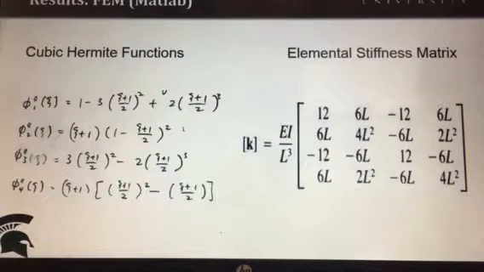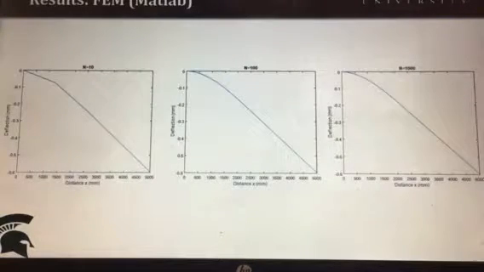Cubic Hermite functions shown are used to derive an elemental stiffness matrix for the cantilever beam. From here, a global stiffness matrix is generated as well as a global force vector. The global stiffness matrix is multiplied as an inverse by the global force vector to obtain the displacement. The displacement is plotted here.